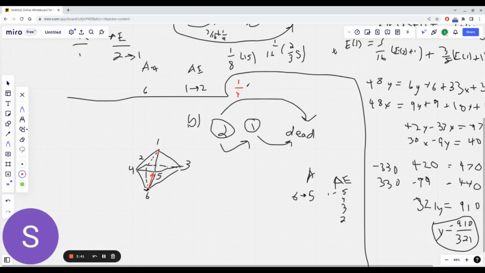Oops, I used the red pen, but that's fine. So 1/4 chance of dying in 2/3 seconds.